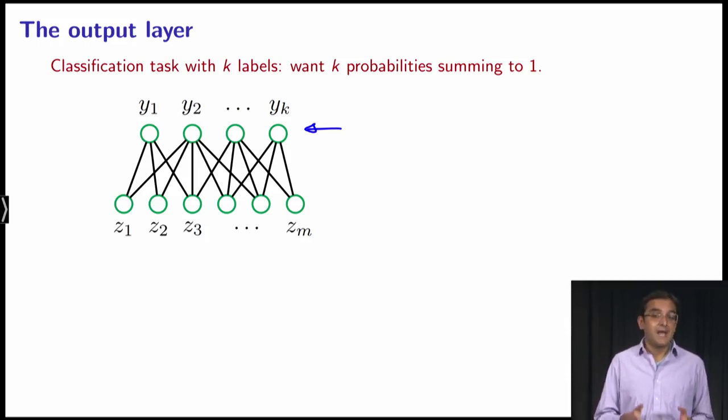How do we convert them into probabilities? Well, we do this exactly the same way that we did for multi-class logistic regression. We just use a softmax function.